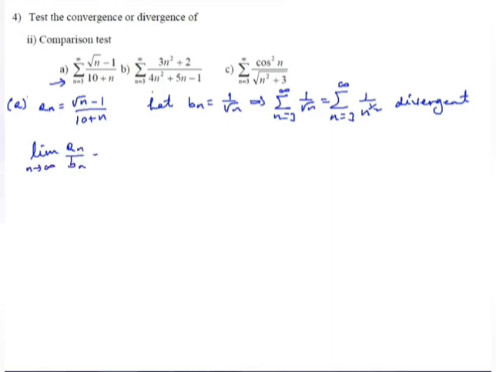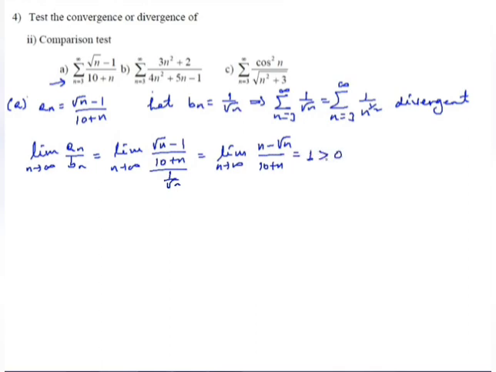is the same as the limit of (root n minus 1) over (10 plus n) over 1 over root n as n approaches infinity. So this is the limit of (n minus root n) over (10 plus n) as n approaches infinity. The limit of this is 1, which is a positive number greater than 0.